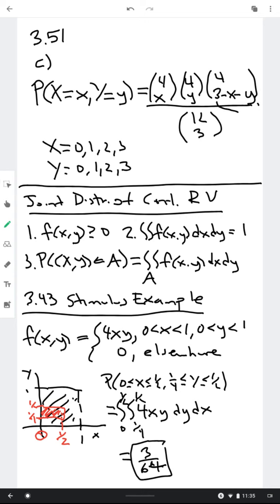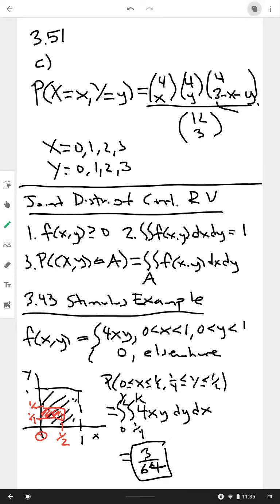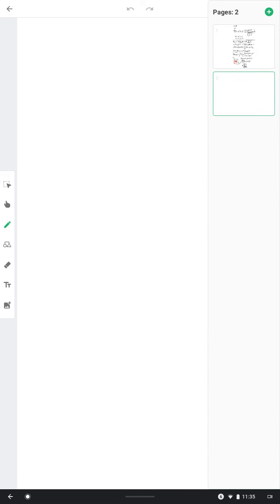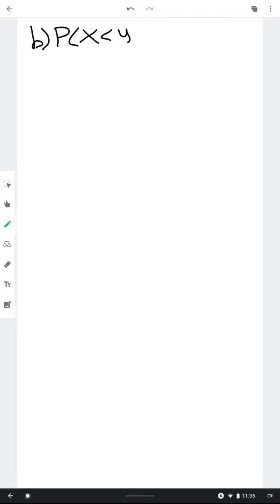Three over 64. Okay. So let's look at another problem. Let's look at part B. What's the probability that X is less than Y? Now, when we deal with this one, we need to figure out where this occurs in our domain. When is X less than Y?